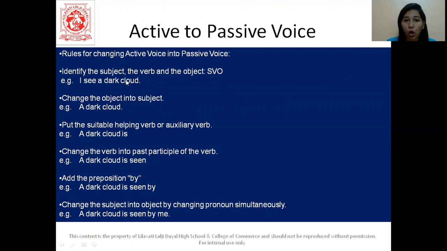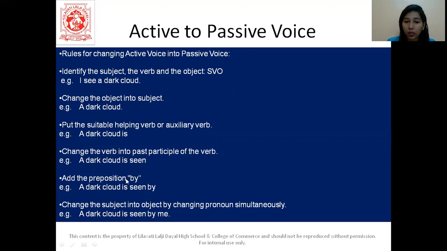So change the object into the subject. We will move the object to the subject position and the subject to the object position. So see here, change your object into subject: a dark cloud. Now put the suitable helping verb or auxiliary verb: a dark cloud is. Then the next step, change the verb into the past participle of the verb. So see becomes seen: a dark cloud is seen.